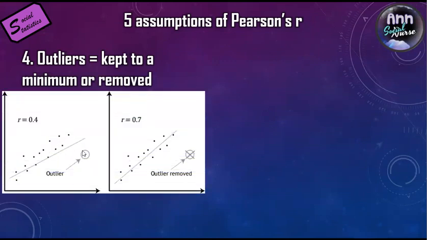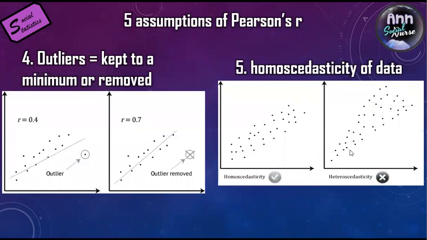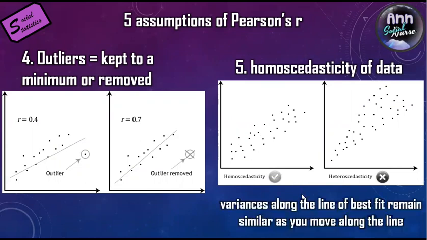It will look like this. This is an outlier. You can remove it. Homoscedasticity of data will be like this. Variances along the line of best fit remain similar as you move along the line.